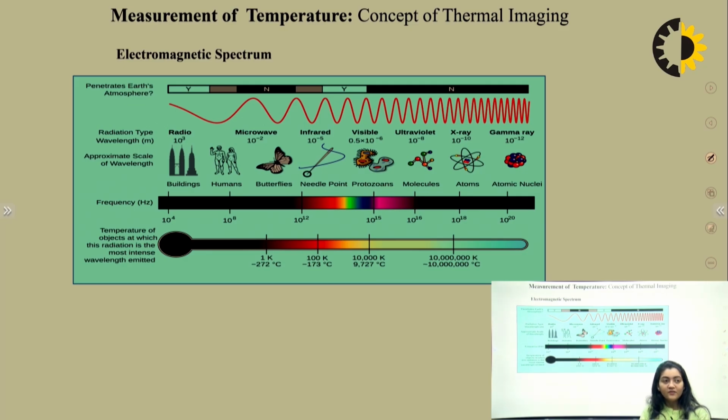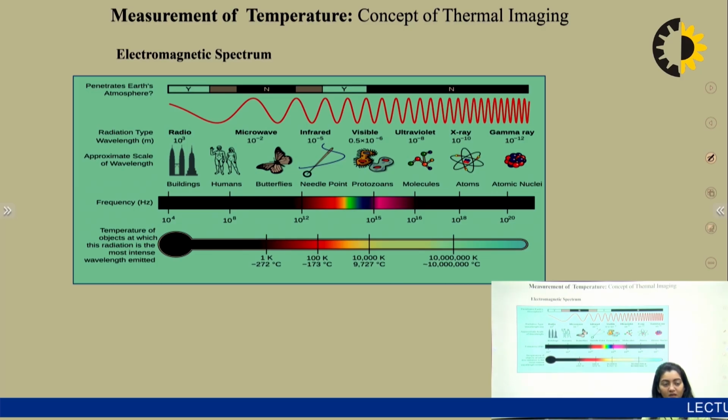Another concept is thermal imaging, which depends on infrared sensing. As you see, as the frequency increases, the wavelength decreases. Based on this concept, the electromagnetic spectrum, as we move towards lower frequency, the temperature decreases, and as we move towards high frequency, the temperature increases.